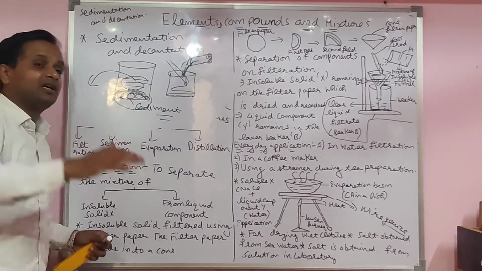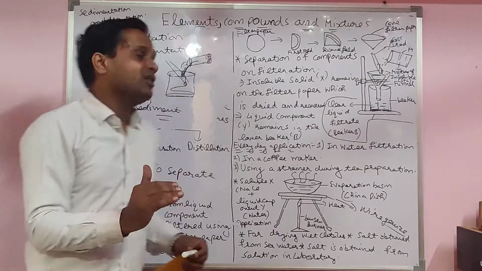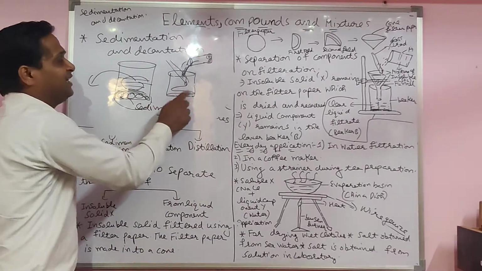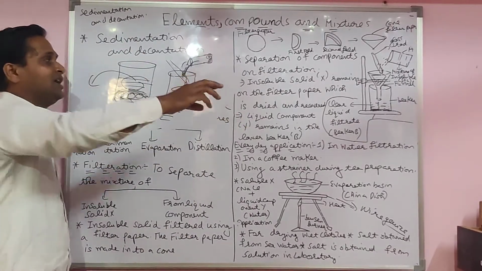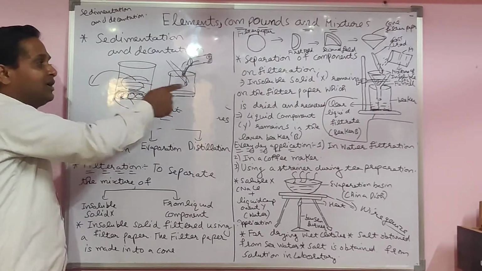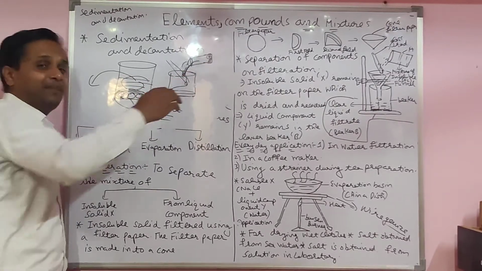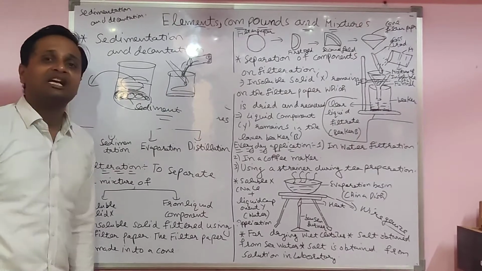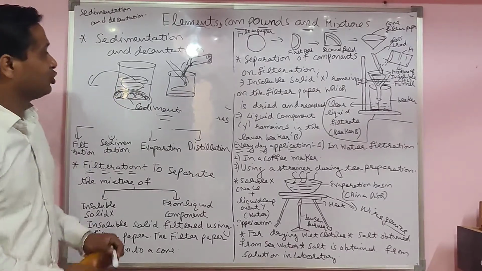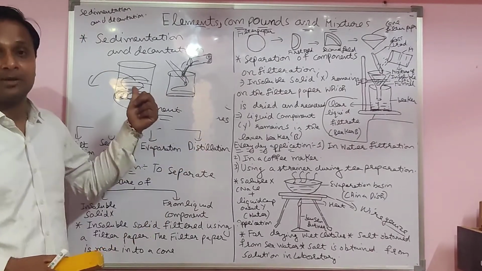That process, when the heavy particles settle down, is called sedimentation. And in this process, when you tilt the beaker and take the upper liquid in another beaker, leaving the lower part behind, you are able to separate them. That is called decantation. So this is for insoluble substances.